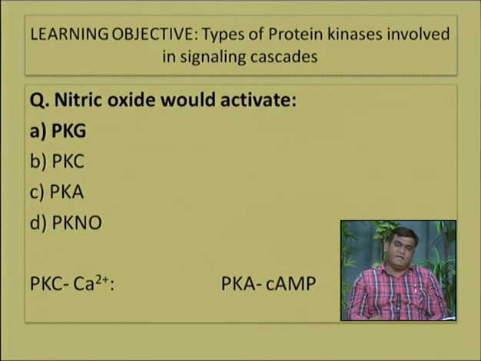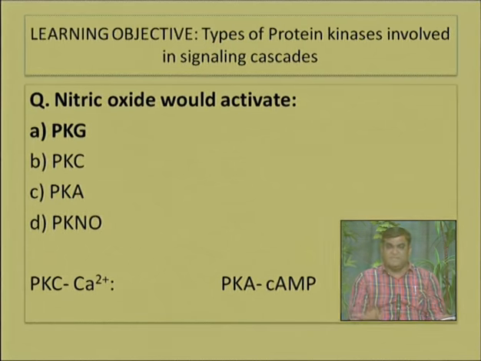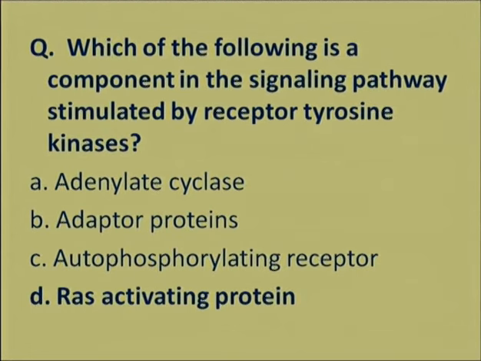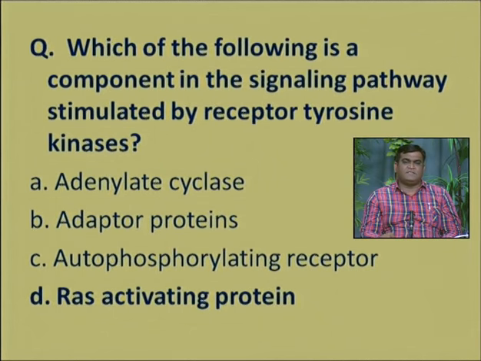Here it is also worth mentioning that nitric oxide is an intracellular signaling molecule that is being asked about in some questions. Which of the following is a component in the signaling pathway stimulated by receptor tyrosine kinase? Adenylyl cyclase? No, it is involved in GPCR and other pathways. Adapter proteins? It is also not correct. Autophosphorylating receptor? That comes earlier in the pathway. RAS activating proteins? That is correct. The RAS activating proteins would be stimulated by receptor tyrosine kinases.